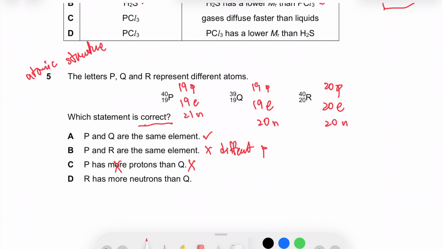So it's wrong. R has more neutrons? R has 20 neutrons, and Q also has 20 neutrons. No, it should be the same. So it's wrong as well. So the answer is only A.